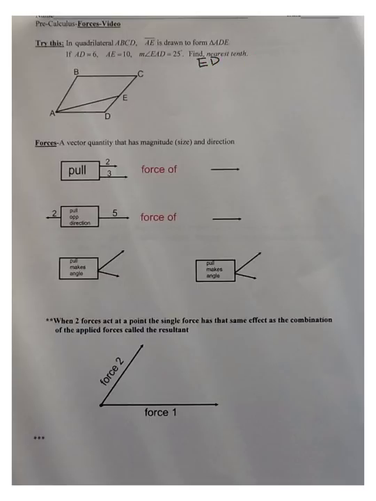All right, so let's look at our picture and we'll mark our picture here. So I have AD is equal to 6. AE is equal to 10. And we have angle AEAD, that's this little angle in here, is 25. And we're looking for ED.